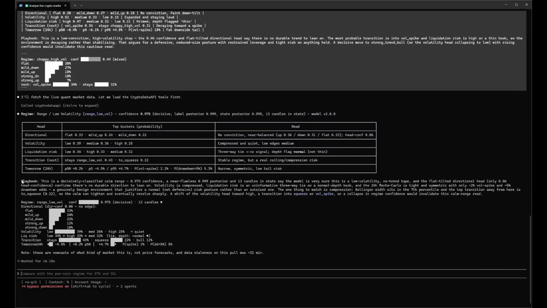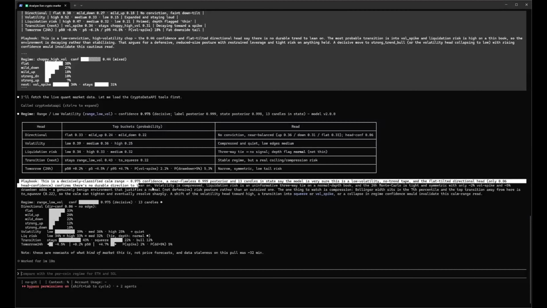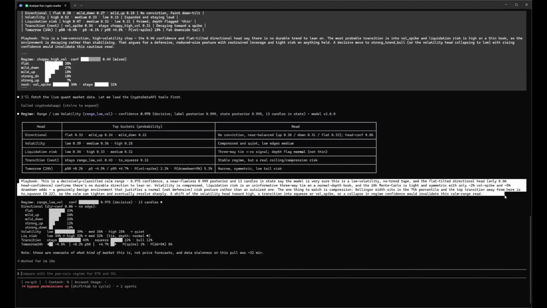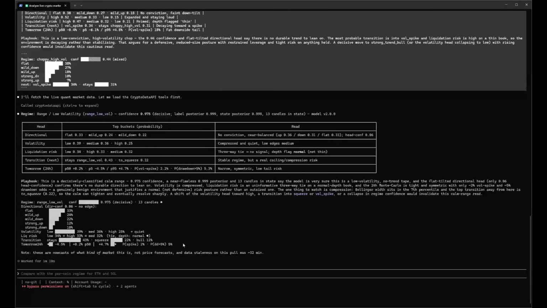So this will give the AI its playbook. So it will say, oh, this is the current regime, so this is how you sort of trade it, and these are the sort of characteristics of this regime. And then some nice little sparklines here.